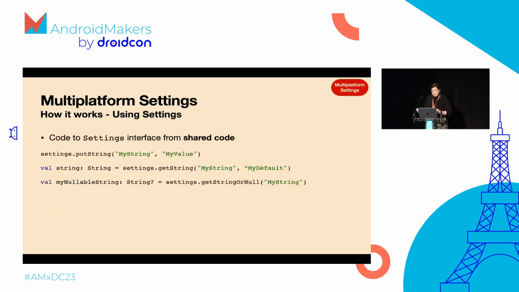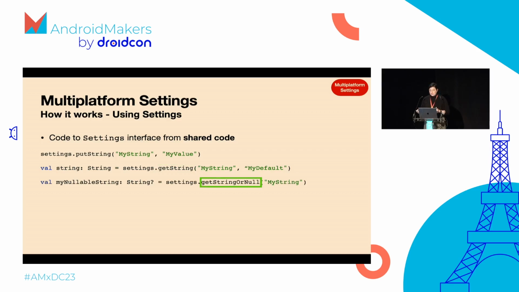So to use it from common main, you code once again to the Settings interface. It looks a lot like Android's SharedPrefs, but there are a few differences. For example, the way that it handles nullability is a lot better. So here, getString won't return a null, whereas here, getStringOrNull might return a null.